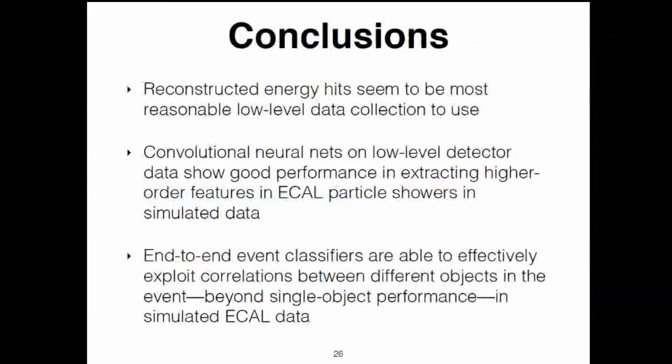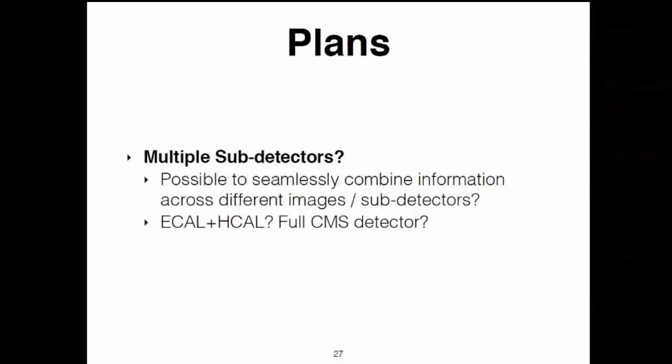And so what we showed is that the most sensible low-level thing to use is convolutional nets on low-level detectors. They show good performance on single objects, and once more than one object is involved, it seems to be very good at exploiting correlations. So beyond the physics, we're also trying to see if we can combine information from the different detectors in a way that is faithful to the granularity of the detectors. And that's all.